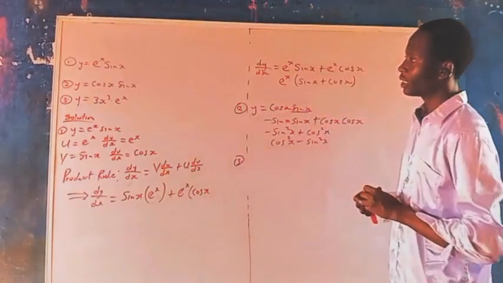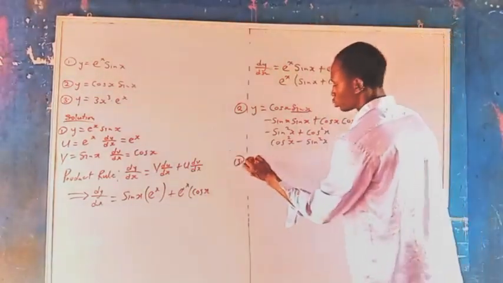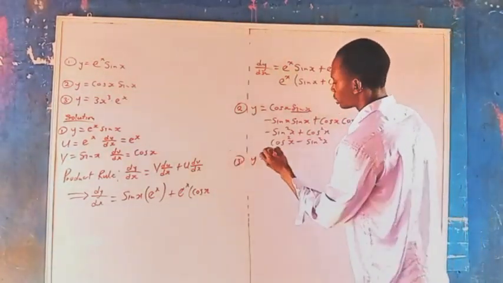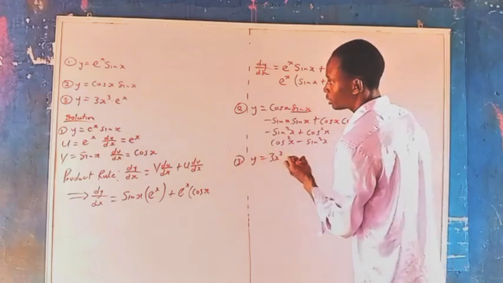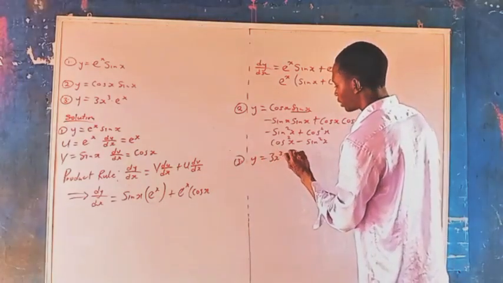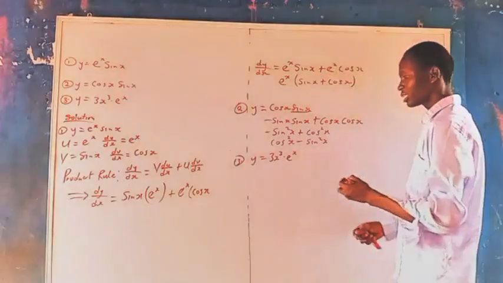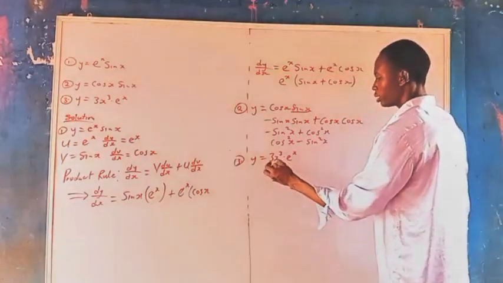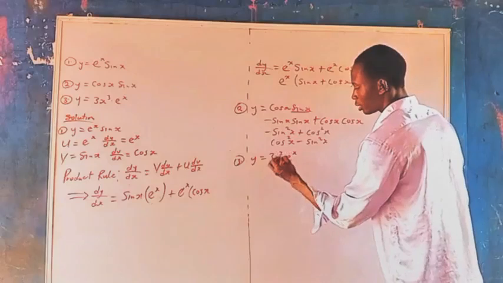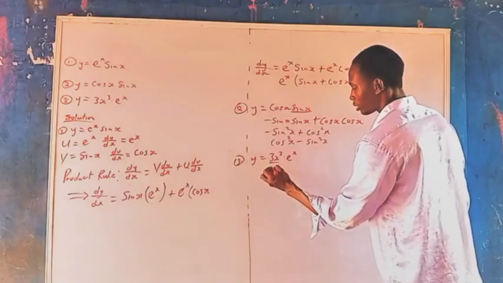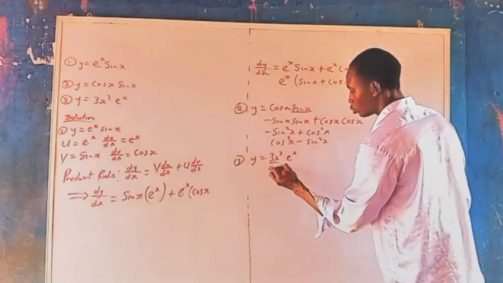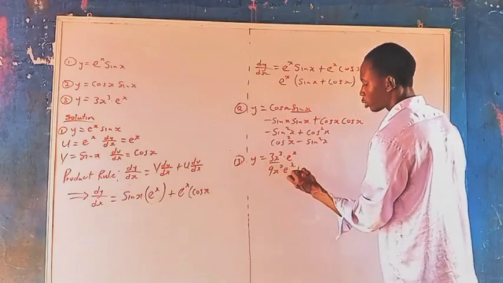Number 3, we're having y equals 3x to the power of 3 multiplied by e to the power of x. Now we'll apply the same thing. We'll first differentiate this and leave this. So if you differentiate 3x to the power of 3, that's 9x to the power of 2, e to the power of x, plus.